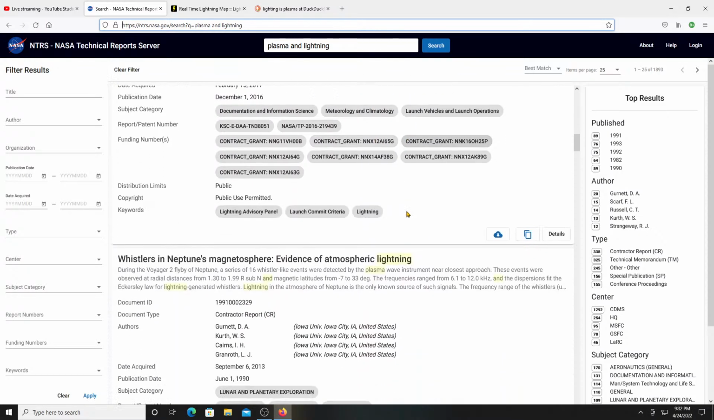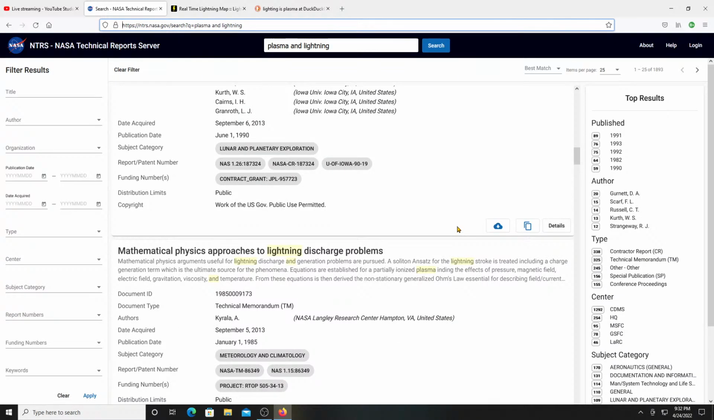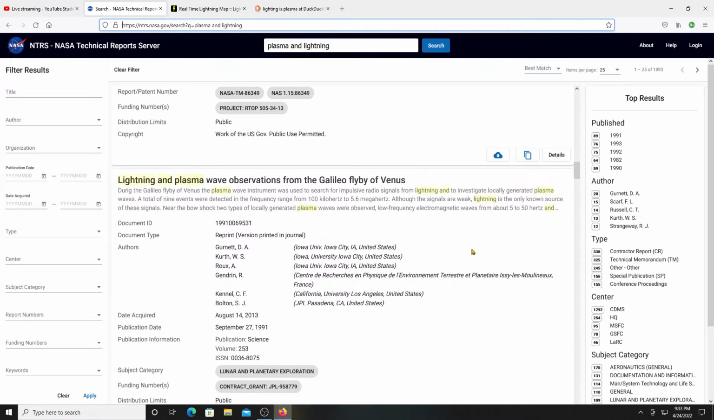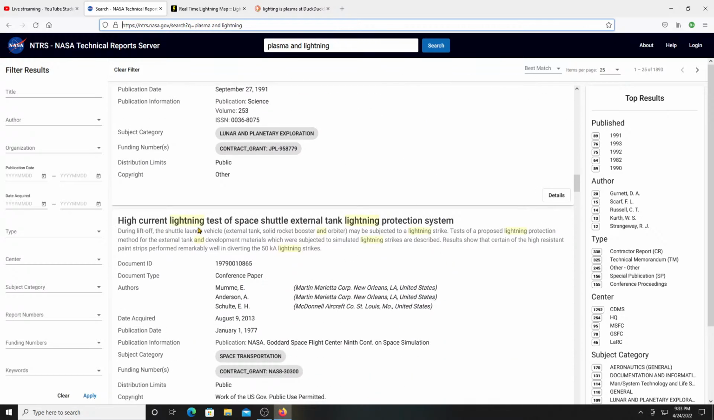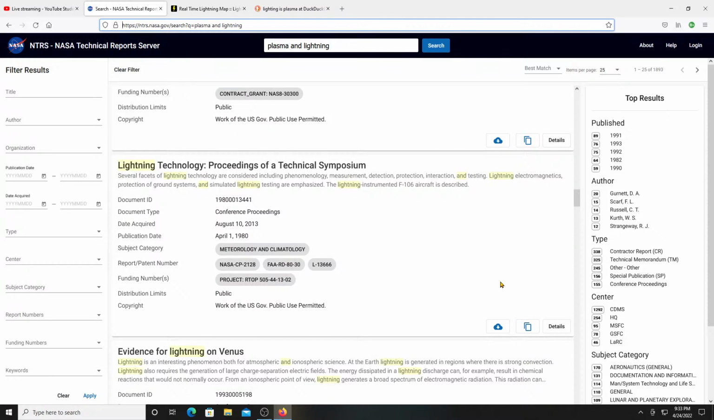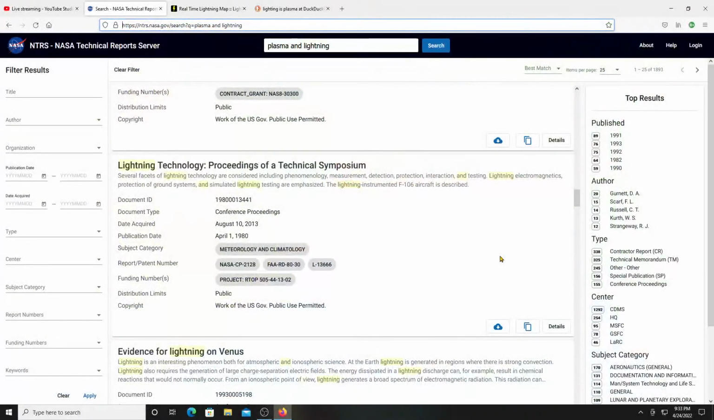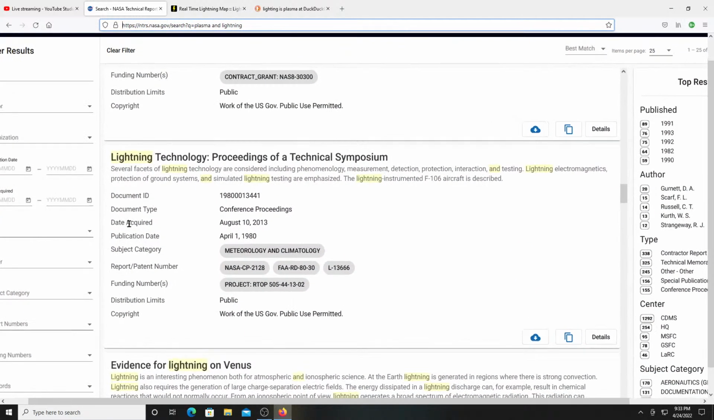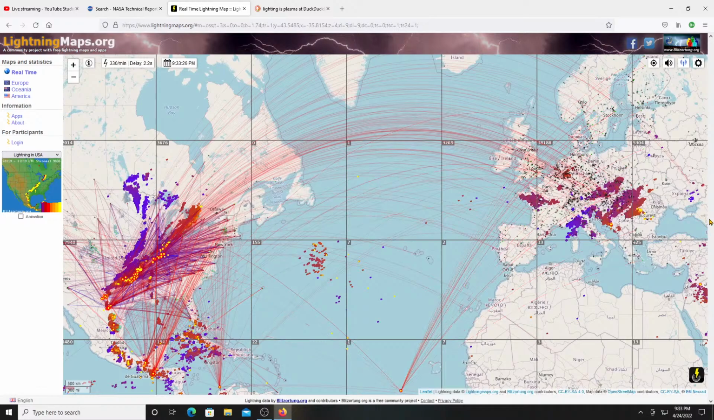So, all of this on lightning. Mathematical physics approaching lightning discharge problems, Venus high current lightning test, lightning technology. You all know they do not have lightning technology. I'm just going to tell you they don't. They don't. It's not supposed to exist, lightning technology.